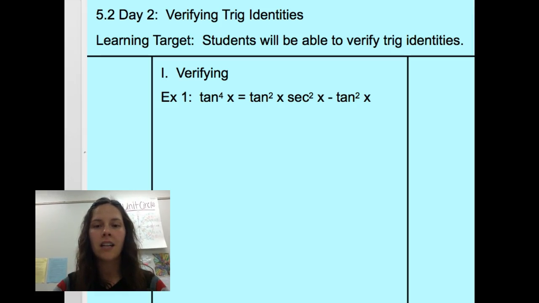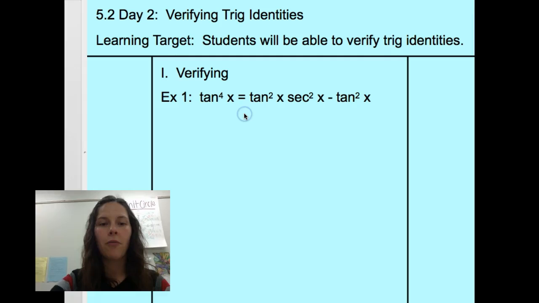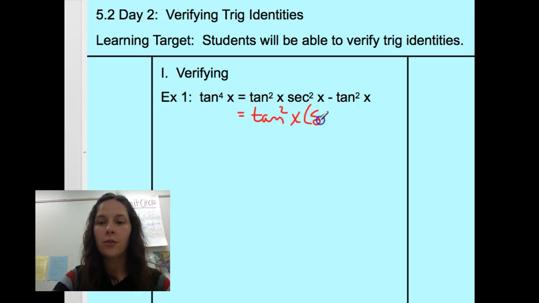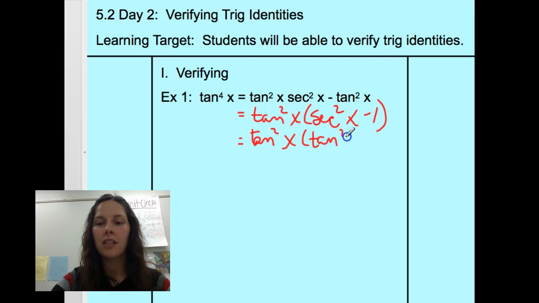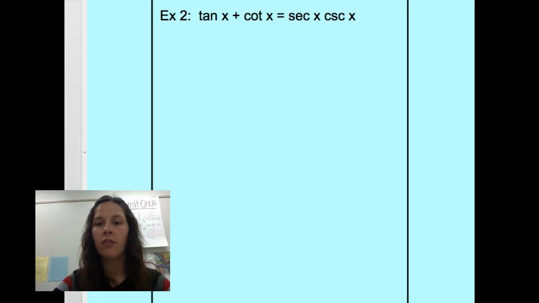So I'm going to start on the right-hand side, and I notice that both terms have a tangent squared. So I'm going to start by factoring out that tangent squared. And then what's left is secant squared minus 1. Hopefully some of you recognize that as one of our Pythagorean identities. Secant squared minus 1 equals tangent squared. So we have tangent squared times tangent squared, which is tangent to the fourth. Again, make sure you are writing that x every time you write your trig functions.